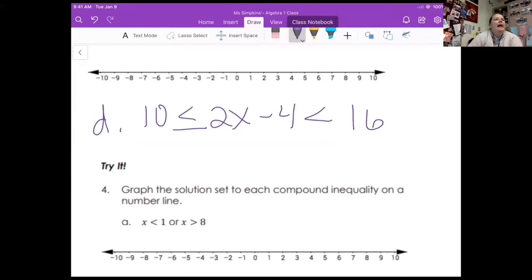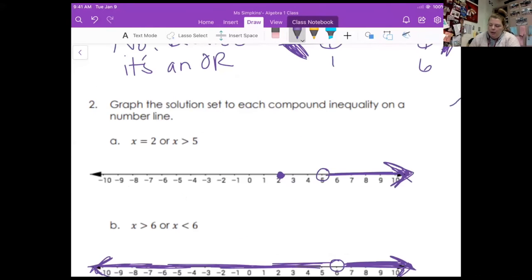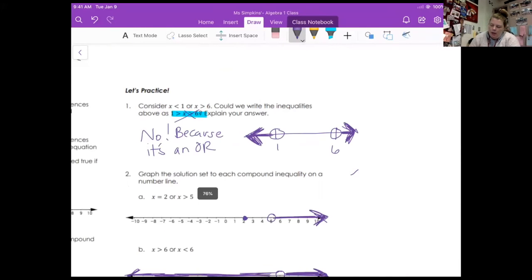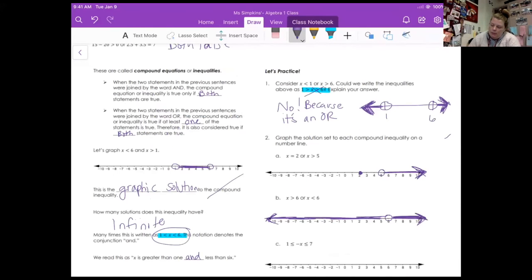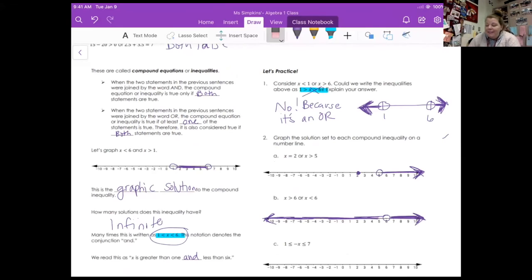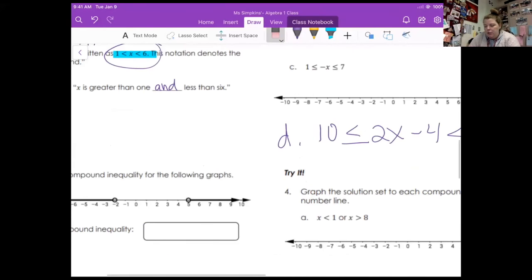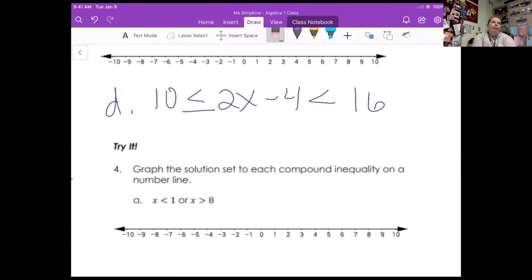I want you to notice that x is not by itself, and that's a problem. All the other ones we've looked at so far, the x was by itself, and even in the and problem, x was in the middle by itself. So if it's not by itself, we need to make it by itself. We can do that by solving it just like we have every inequality and every equation in this class so far. If we look at that x, it's being multiplied by 2 and subtracted by 4. So we want to do the opposite of those things.